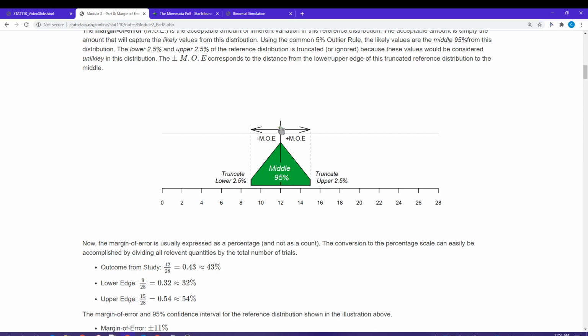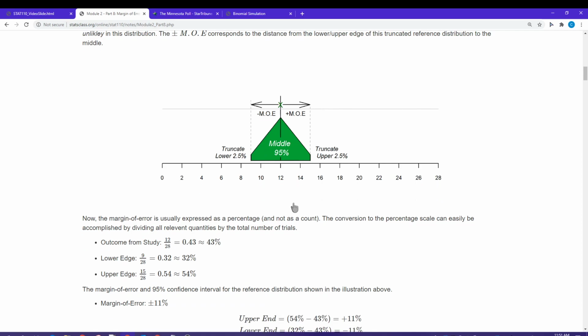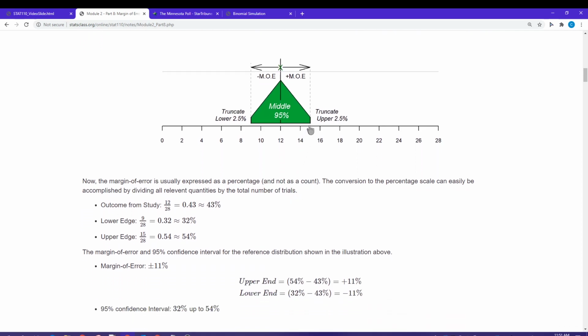Now the margin of error is simply the distance from the middle of the reference distribution out to the edge after we've done the truncation. The plus margin of error would be to the right of the middle of the distribution, and the minus margin of error would be to the left of that reference distribution. So here in this example that I have mocked up, it looks like the upper cutoff is about 15 and the lower cutoff is about 9, with the middle of the reference distribution being at 12.